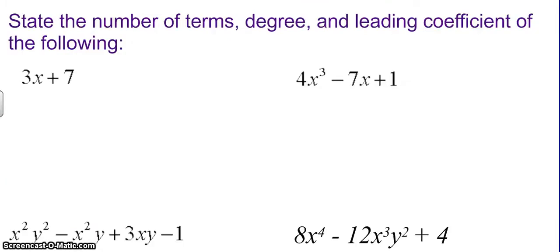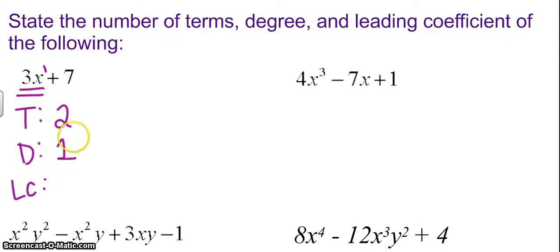Alright, so state the number of terms, the degree, and the leading coefficient of the following. So first thing, let's look at the number of terms. We'll use a t to represent that. We have 2 terms that are being separated by addition. The degree of the highest term is going to be this one right here, and it has a degree of 1, which we would also call a linear polynomial. And the leading coefficient, the number that is going with the term that has a degree of 1, is going to be 3.